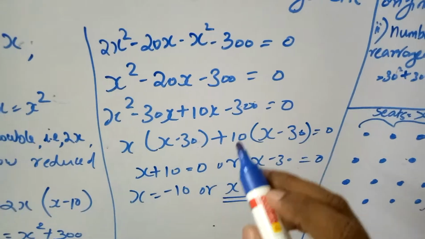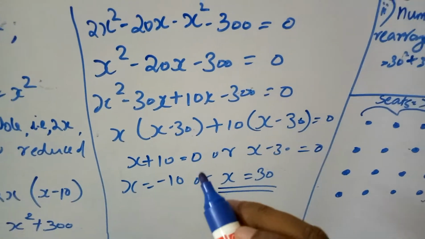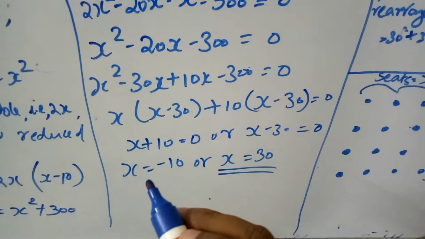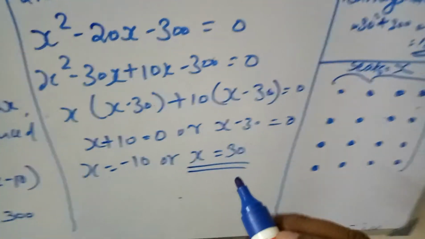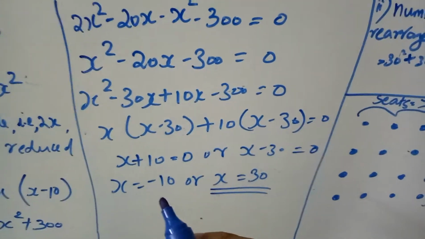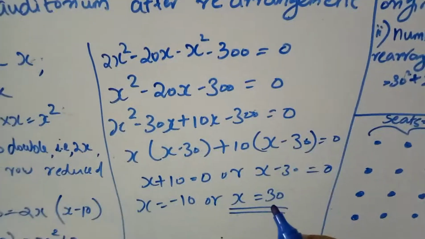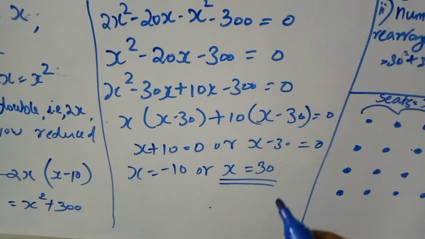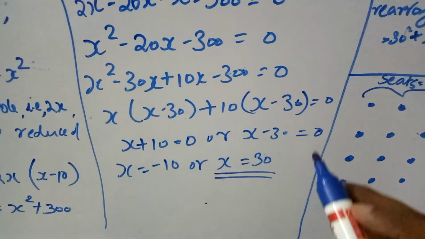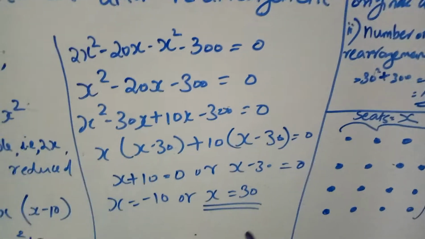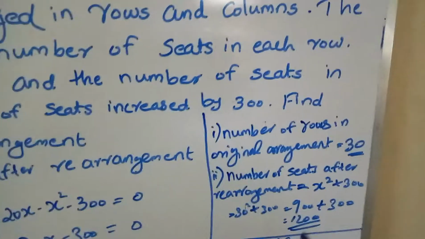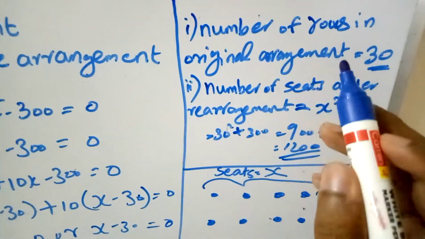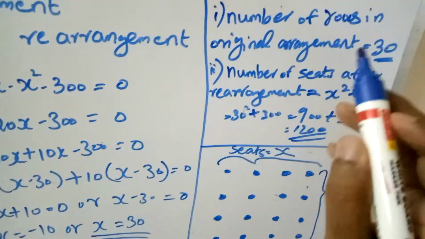That means, by factorization, either x plus 10 equals 0 or x minus 30 equals 0. That means x equals minus 10 or x equals 30. x can't be minus 10, so x will be 30, because negative values will not come for the number of rows. So we only need to take this positive value. So x is 30. That means for the first question, the answer, the number of rows in the original arrangement, is x equals 30.